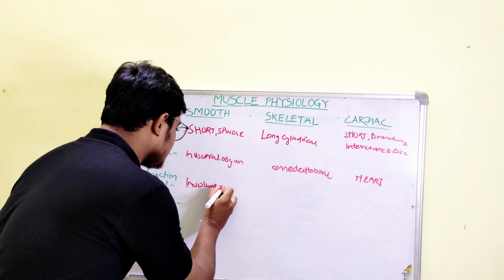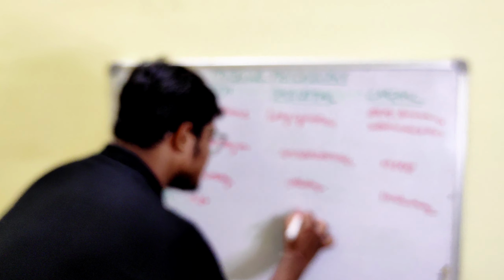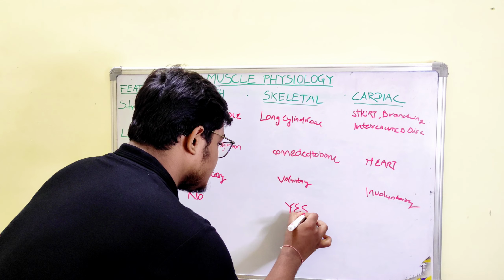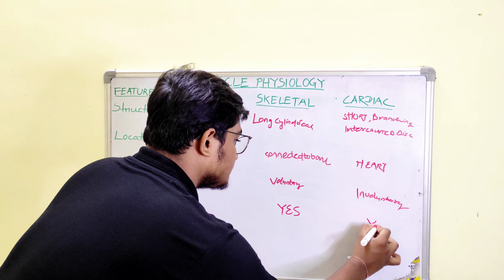Then striation. The smooth muscle has no striation. Skeletal muscle has striation. Cardiac muscle also has striation.